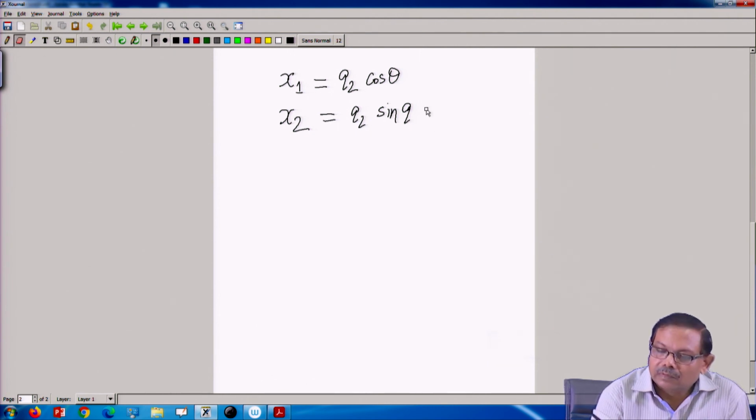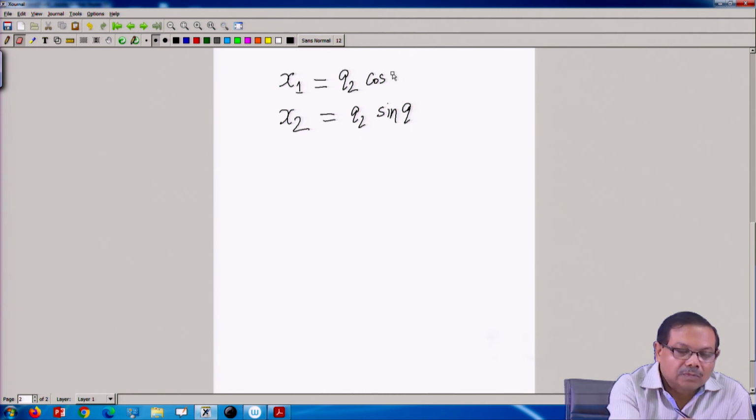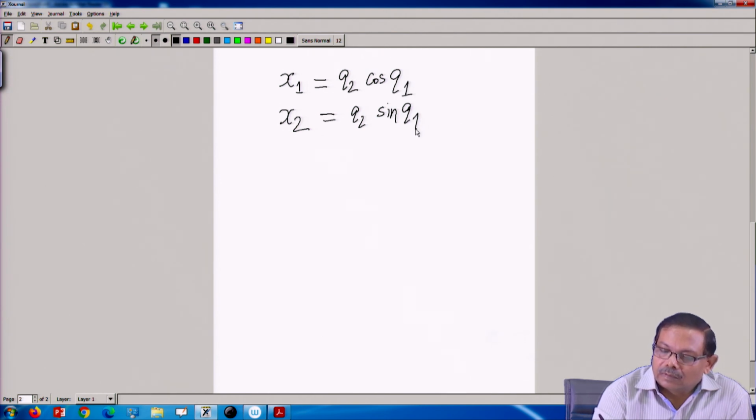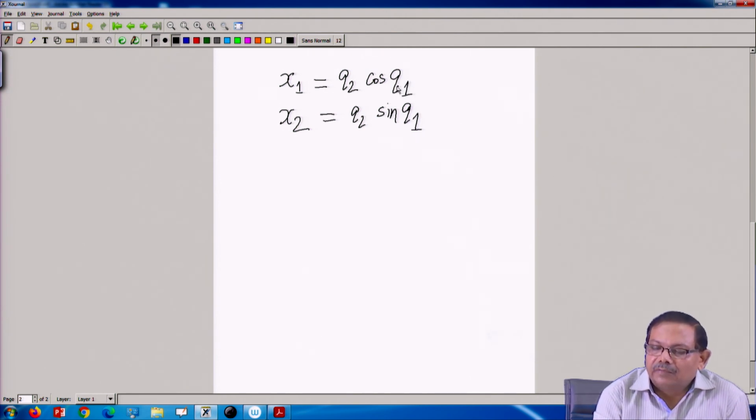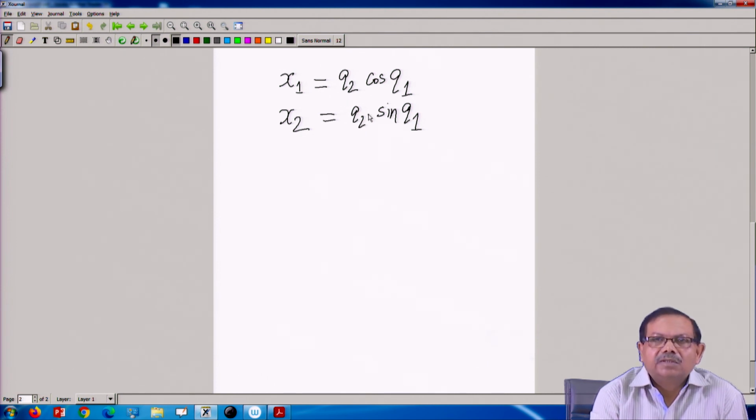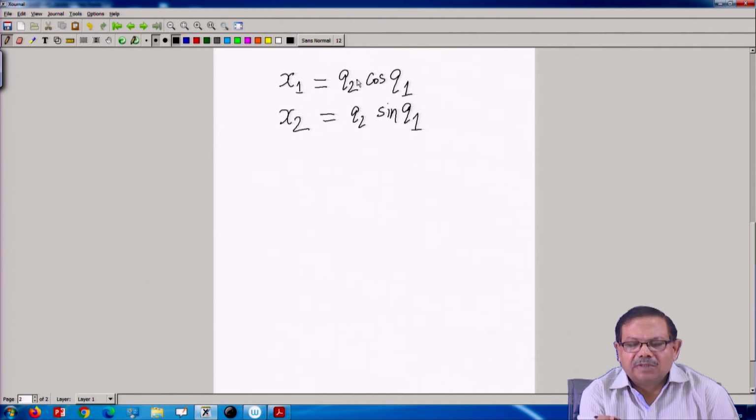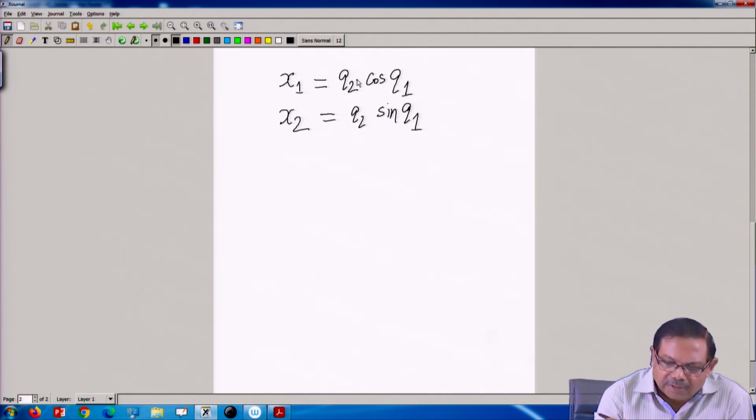Theta we are calling q1, that is my generalized coordinate, and r we are calling q2. So, now we have two Cartesian coordinates and they look as if there are two generalized coordinates, but we know q2 is some constant r, that is all, but that is all right. For my transformation everything is ready.